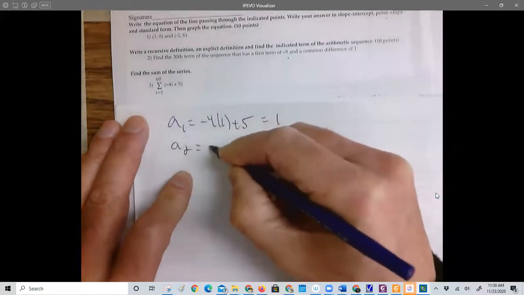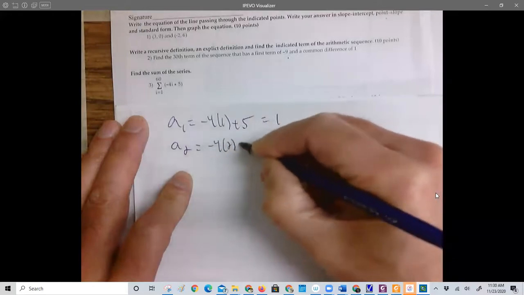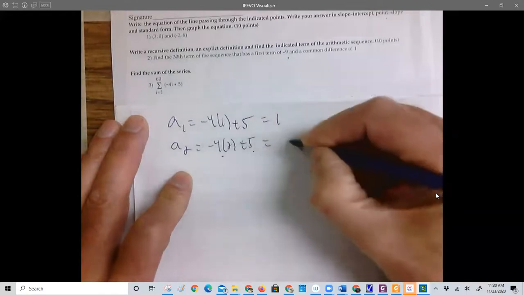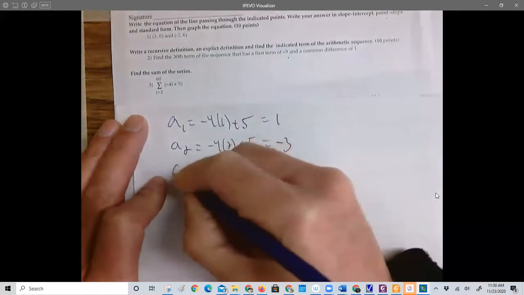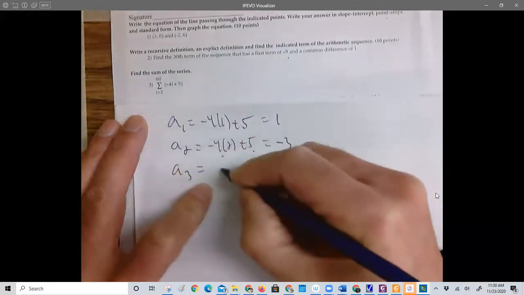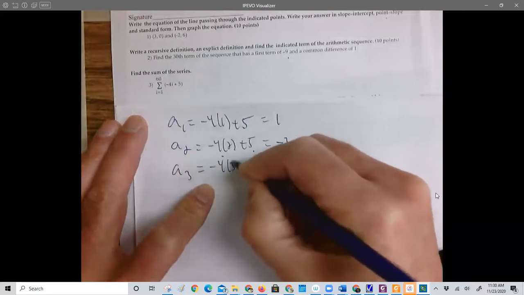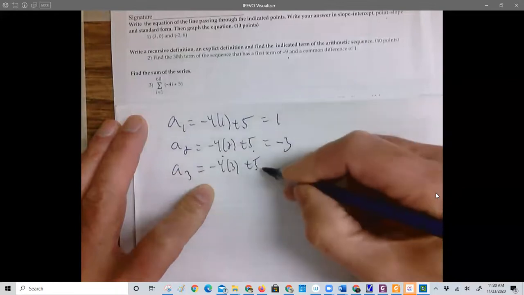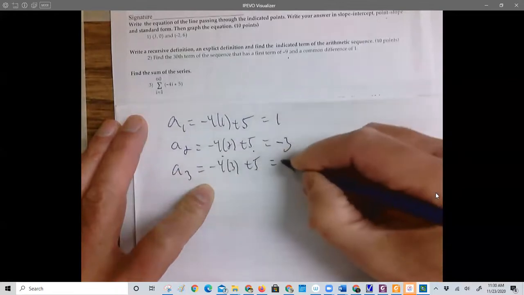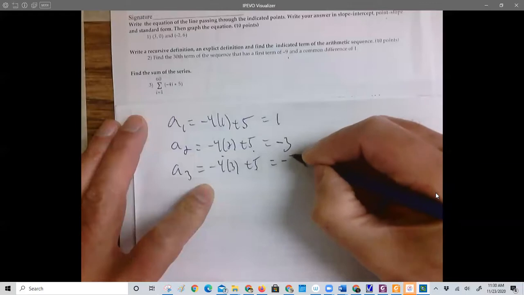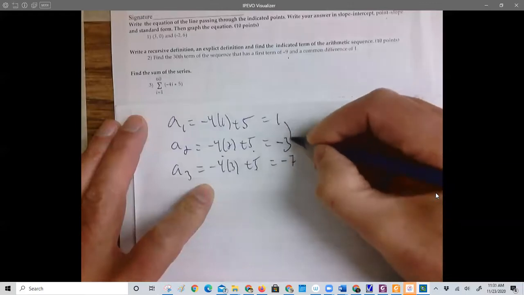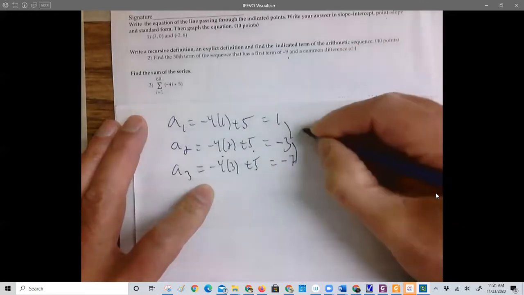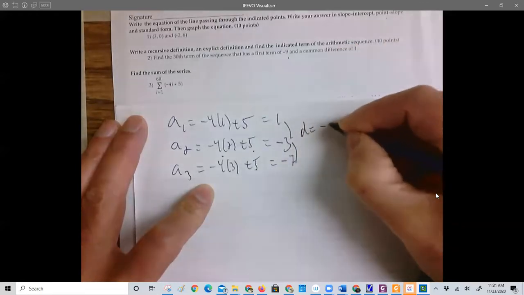Well, that's going to be -4 times 2 plus 5. I think that's, well, let's see, that's -8 plus 5 is -3. What's a sub 3? That's -4 times 3 plus 5. Well, that's -12 plus 5 is -7. So this is going down by 4. This is going down by 4. So it looks like the common difference equals -4.